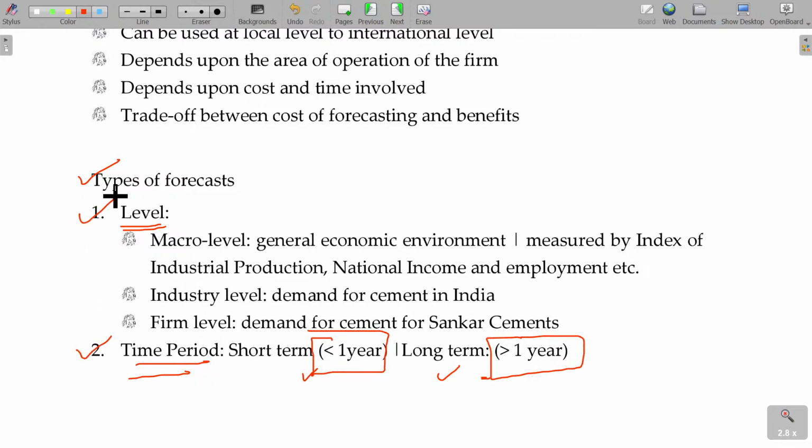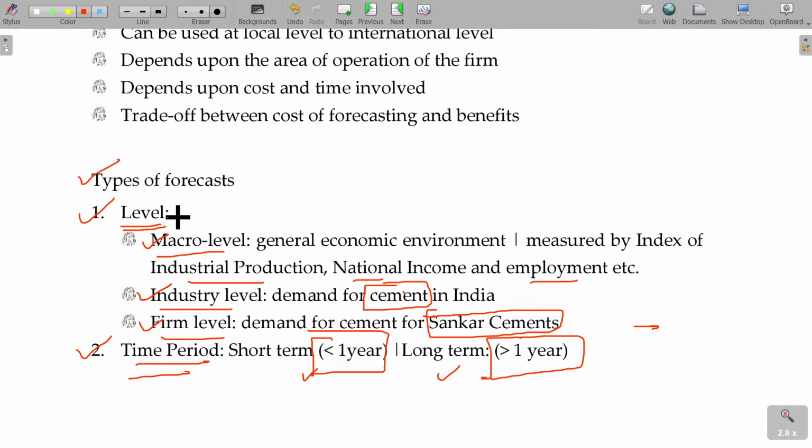And the level, the size. Is it for micro level, macro level, or industry level, or firm level? What happens to Sankar Cements is called firm level. What happens for all the cement companies in India is called industry level. Not only that, what happens for industrial production, the national economy, and because of that, employment change, if you are studying all these things, then it is called macro level.